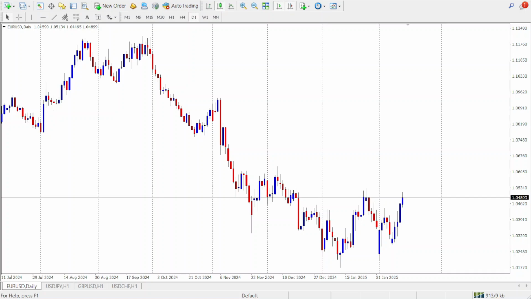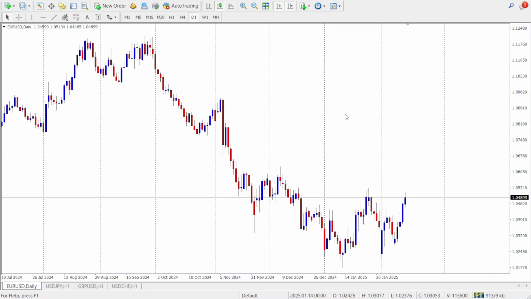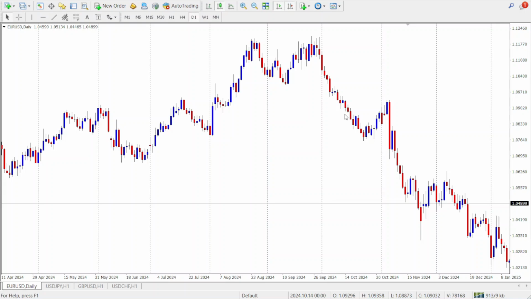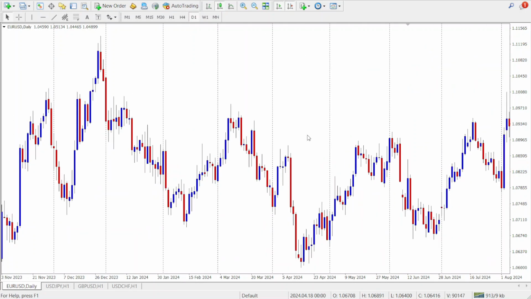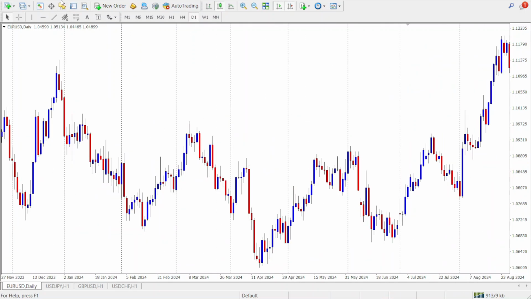Now, to trade effectively, you need to understand how smart money operates. Institutions don't just buy or sell at random. They accumulate and distribute their positions strategically. Now, let's talk about the accumulation phase first. This happens when institutions and big players are quietly buying an asset at low prices.